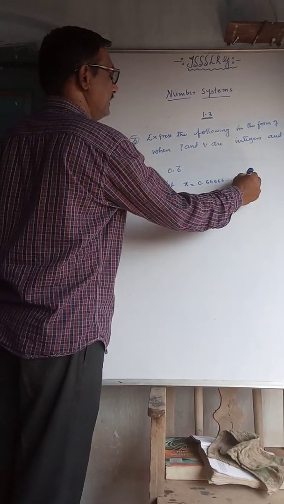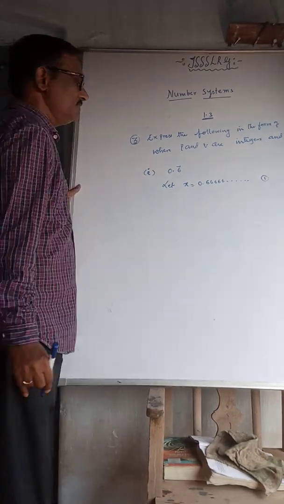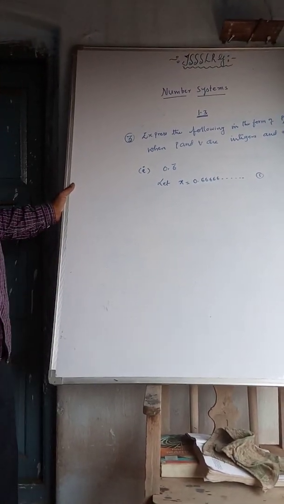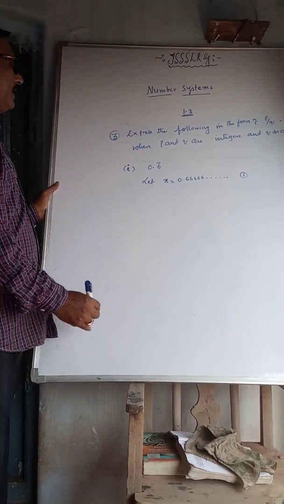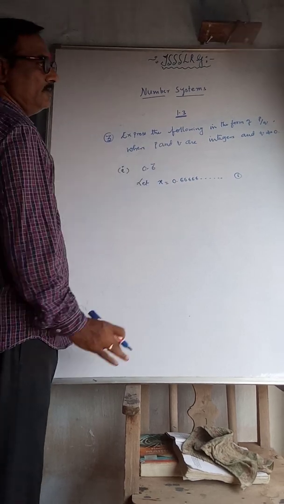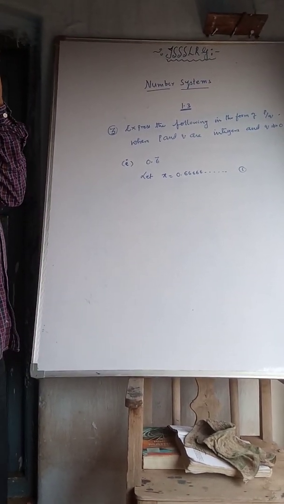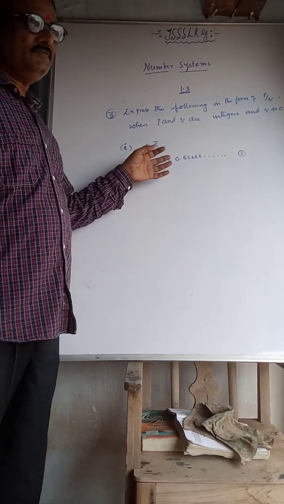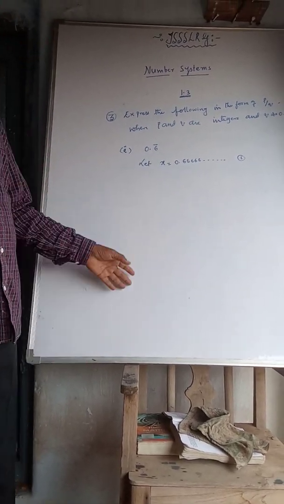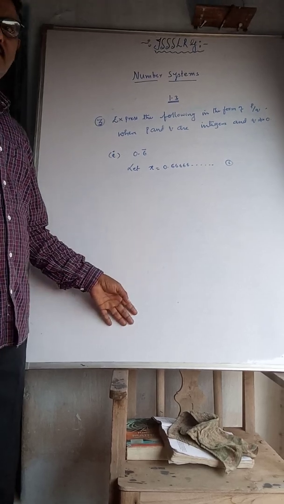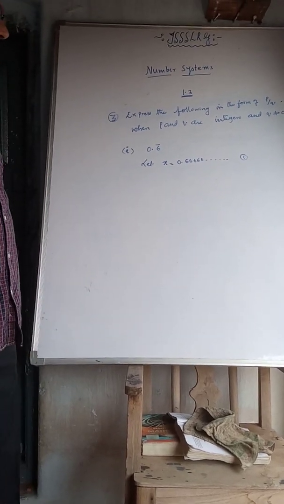0.66666... We can take the 6 as many times as we like, because that particular number is repeating here. After 1 decimal point we multiply by 10, after 2 decimal points we multiply by 100, after 3 we multiply by 1000. Likewise we can solve it.